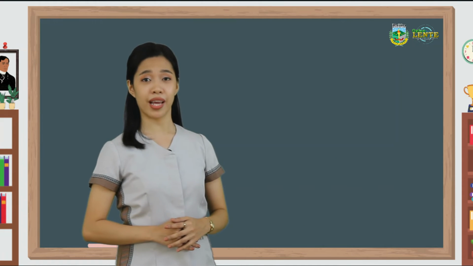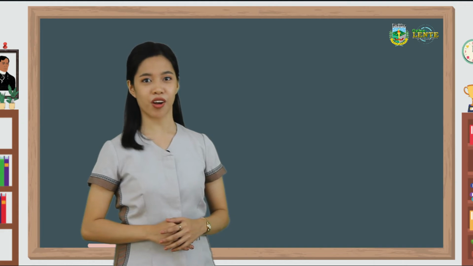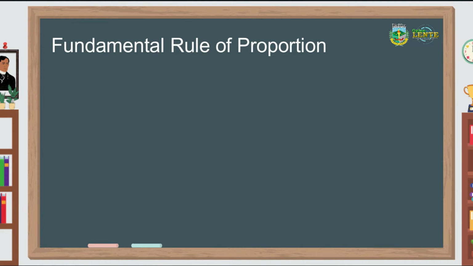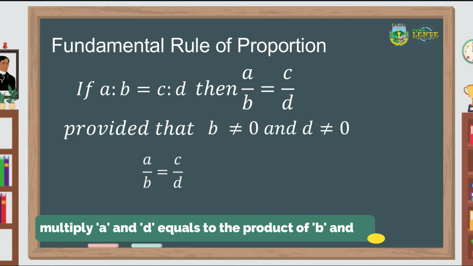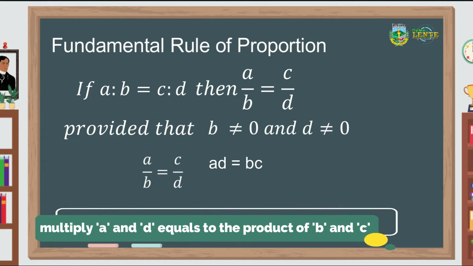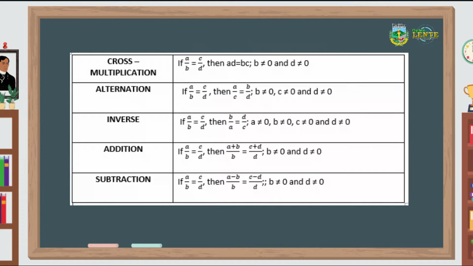To solve for the unknown length, we often use the properties of proportion. Here is the fundamental rule of proportion: if A is to B as C is to D, then A is to B as C is to D, provided that B is not equal to 0 and D is not equal to 0. This is the cross products property of proportions. In the proportion A is to B as C is to D, the product of A and D equals the product of B and C. Here are the other properties of proportion.